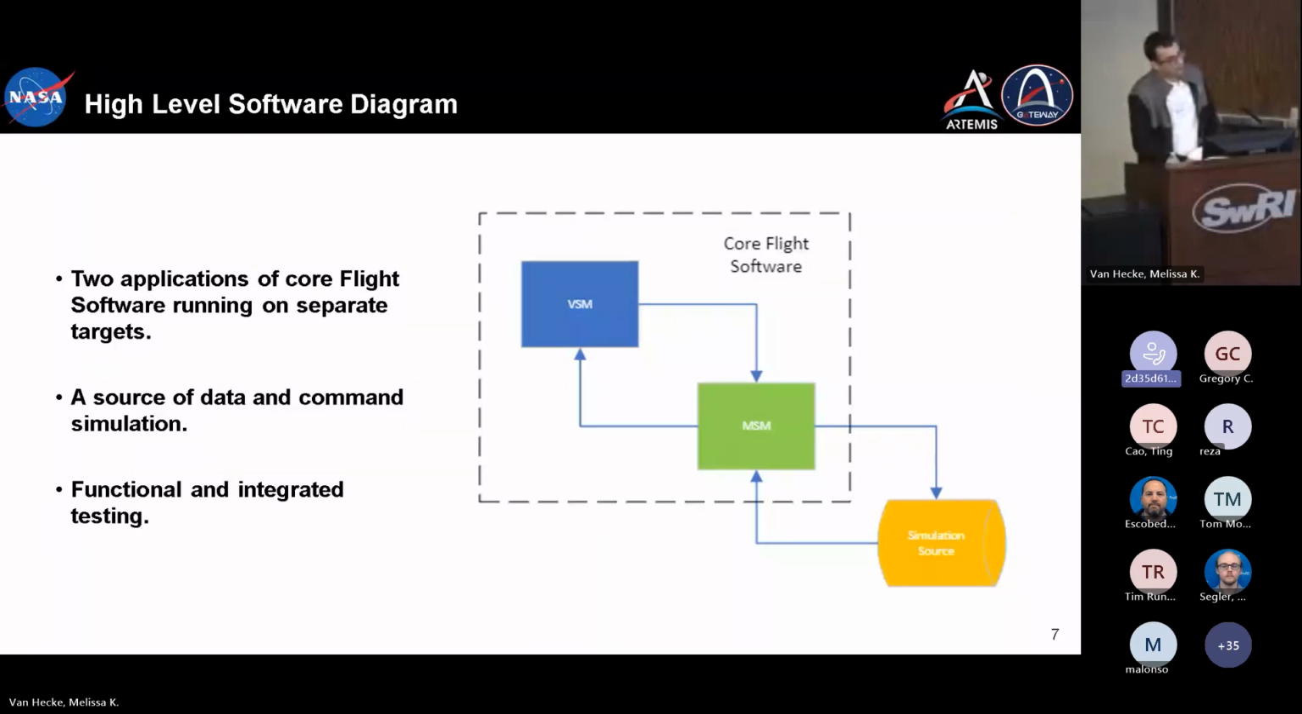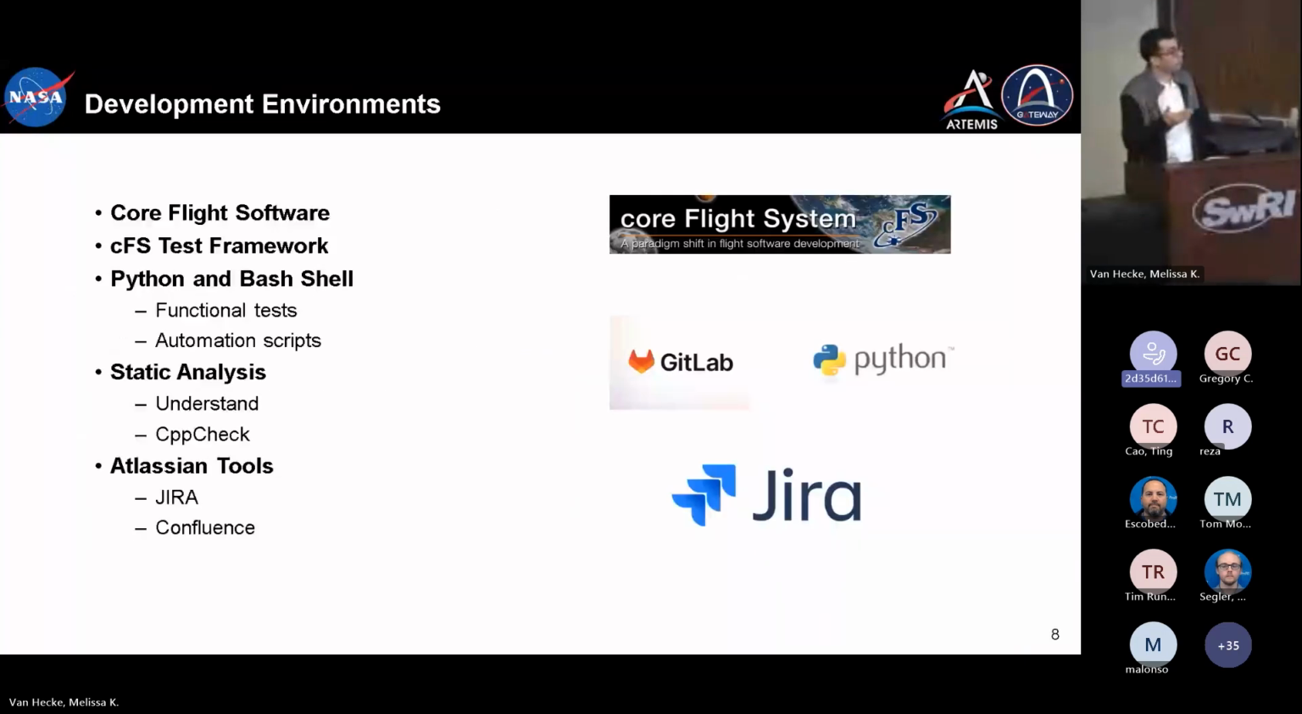And then I wanted to talk a little bit about our development environment, or some of the tools that we're using. We're obviously using Core Flight Software. We're using the test framework from CFS to write our scripts for testing. Python and Shell, we use for functional tests and automation of some of the testing that we're doing. We're running our static analysis, for which we're using Understand and CPPCheck. And we have some project management tools and documentation that link together because we can automate it in part of the process of building stuff. So just wanted to make a mention of that.